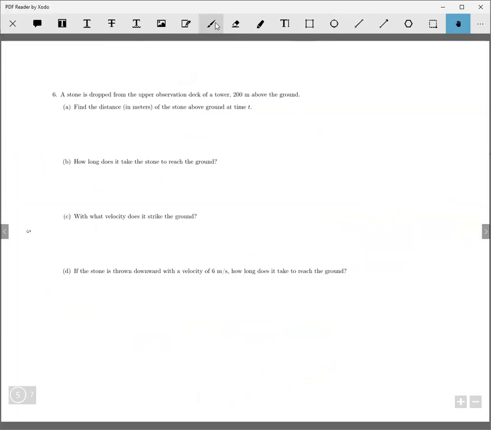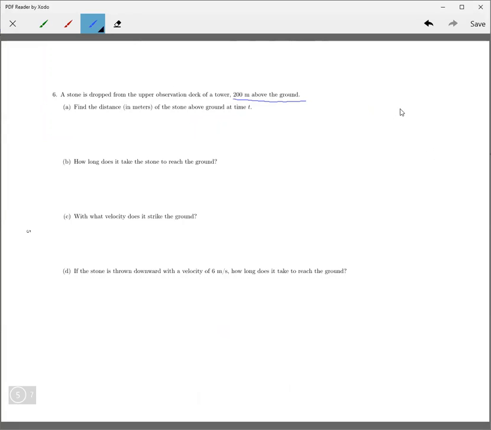Okay, number 6. Now here we have an application with a stone being dropped. A stone is dropped from the upper observation deck of a tower 200 meters above the ground. So there you can actually get information from this. Let's consider the situation. You're up on a tower here and you're dropping a stone, and it's going to fall down. This distance here is 200 meters.